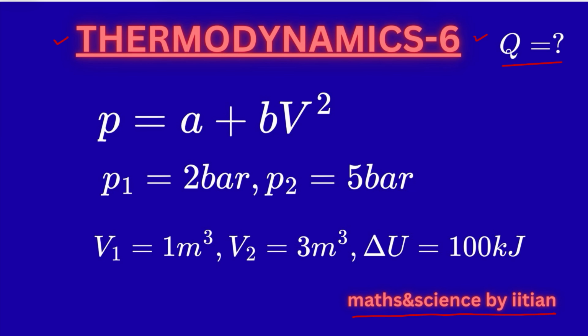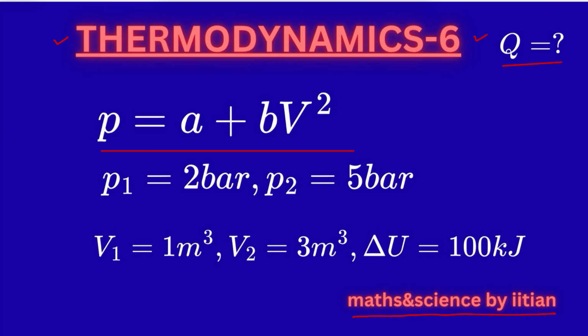Here we will be doing a numerical using that, but this numerical involves change in pressure. Pressure varies as a polynomial equation with respect to volume. P is equal to A plus bV². In this way, pressure is changing.